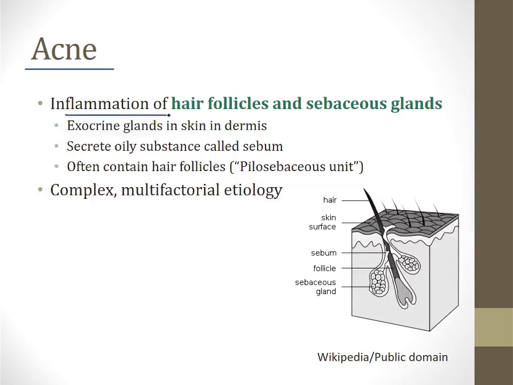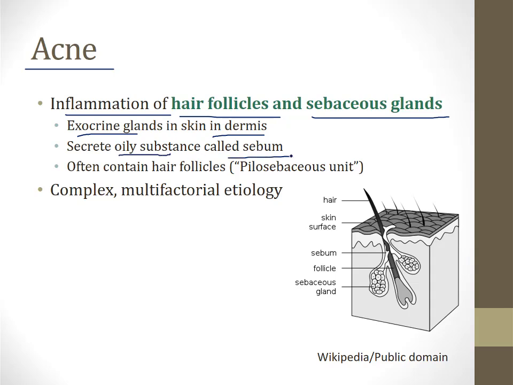Acne is an inflammatory process that involves hair follicles and sebaceous glands in the skin. So let's talk about what sebaceous glands are. These are exocrine glands that are found in the skin in the dermis layer, and they're called sebaceous because they secrete an oily substance which is called sebum.